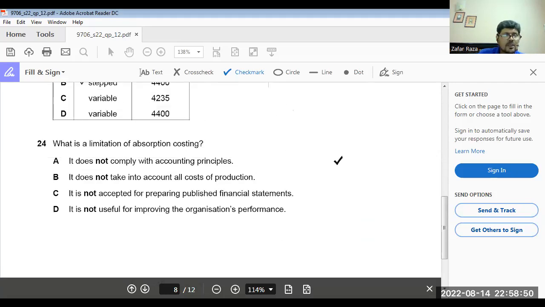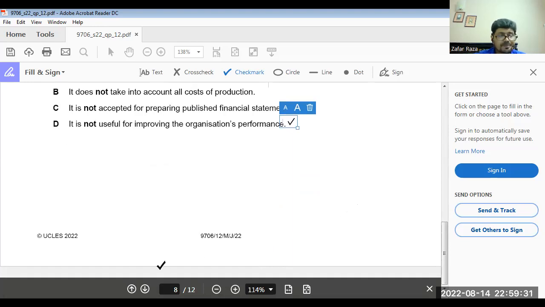Okay. Now question number 24. What is a limitation of absorption costing? It does not comply with accounting principles. It does not take into account all costs of production. No. It is not accepted for preparing published financial statement. No. It is not useful for improving the organization's performance. Yes. This is the limitation. It is not useful for improving organization. For improving the organization performance, we need marginal cost. Getting my point clear? Okay.